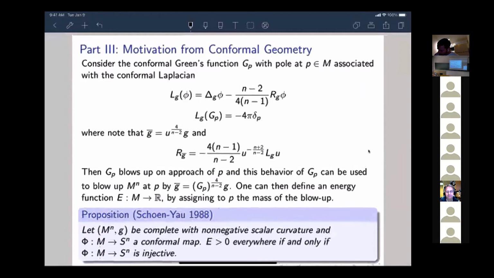the way to think about this one is you can think about the conformal Green's function, so the Green's function for the conformal Laplacian at a pole, with a pole at p. So this is the operator of interest. This is what I mean by the Green's function. And what happens, which is kind of remarkable, and this was used very much in Schoen's resolution of the Yamabe problem, is that the blow up of the Green's function can be used to your advantage to construct something that's asymptotically flat by using the Green's function itself as a conformal factor.